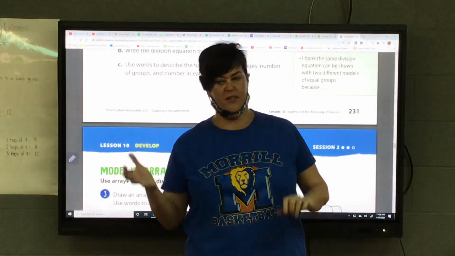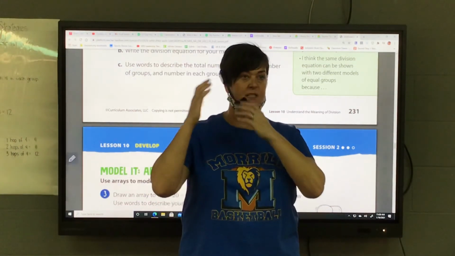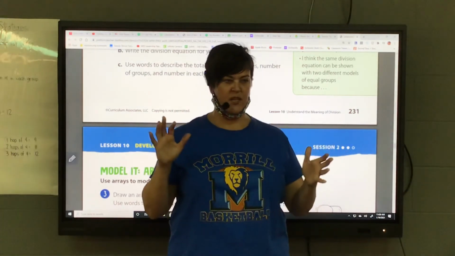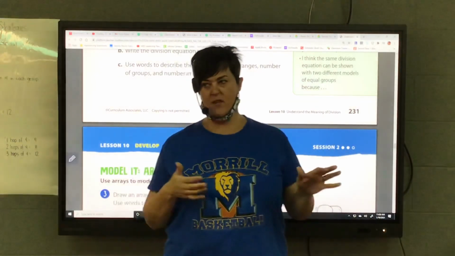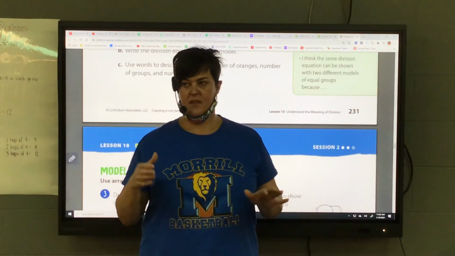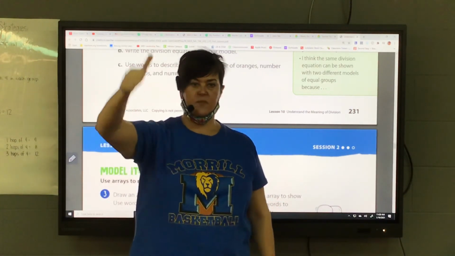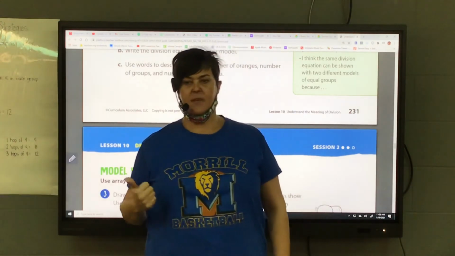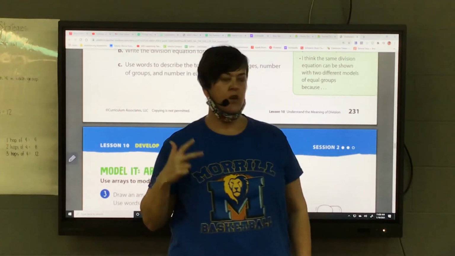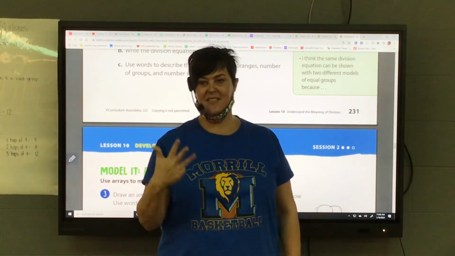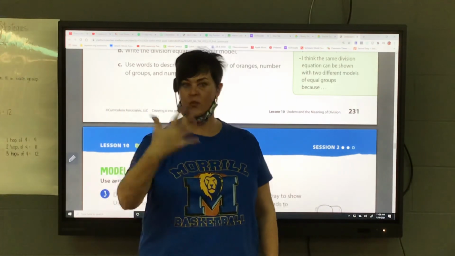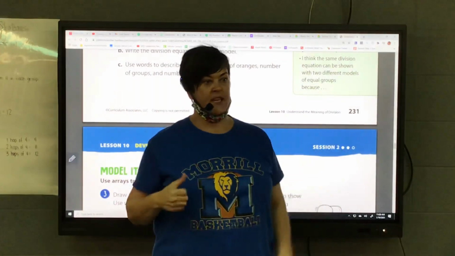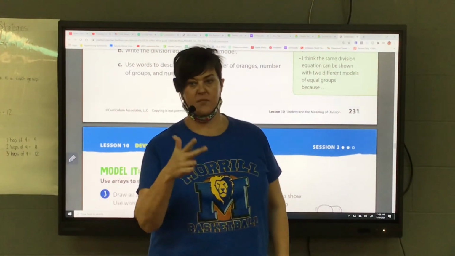Those of you that had struggled before, like with skip counting and multiplying, do you see how they're connected to each other when you skip count? 4 times 1 is 4. 4 times 2 is 8. 4 times 3 is 12. 4 times 4 is 16. 4 times 5 is 20. It's just a quicker way to do that multiplication, being able to skip count.